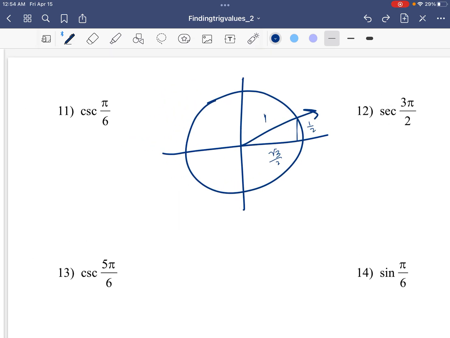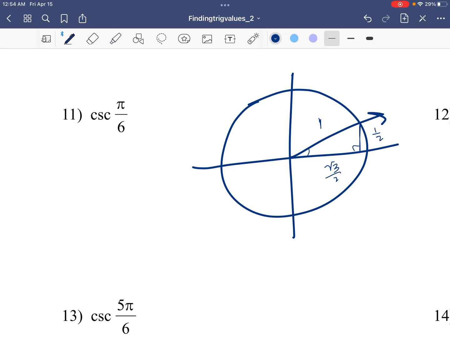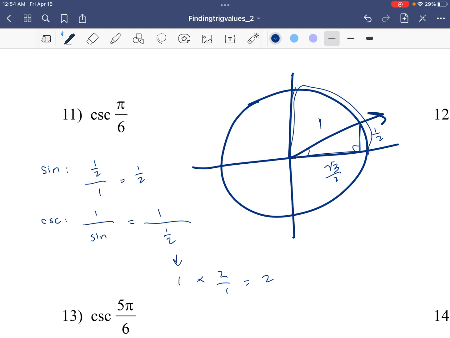So anyways, for cosecant of pi over 6, we're going to use the reciprocal, sine, which is opposite over hypotenuse. So we have 1/2 over 1, which is 1/2. And cosecant is 1 over sine. So we're going to put 1 over the value of sine that we just found, and that is equivalent to 1 times 2 over 1, which gives us 2. And all students is over here, so it means that this value is positive.